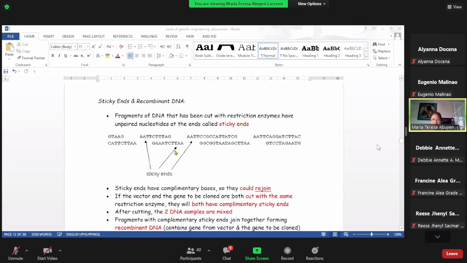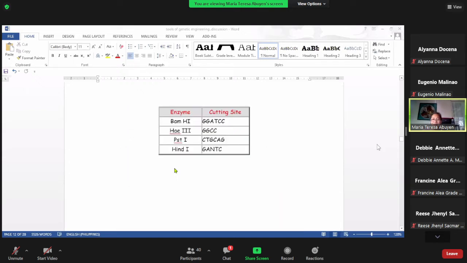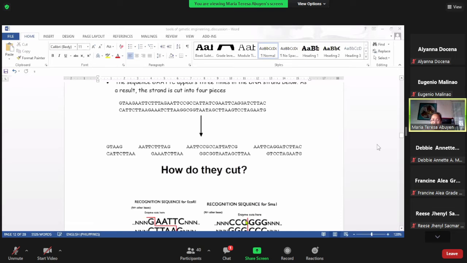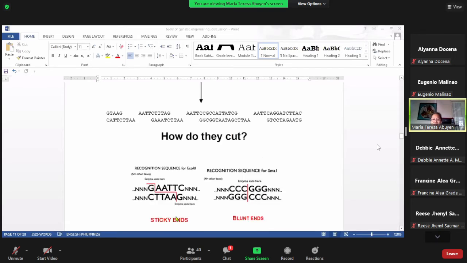So the type of cut is sticky ends. If it is straight, we call it blunt end. So the type of cut is blunt end if it is just straight. But if zigzag, we call it sticky ends.